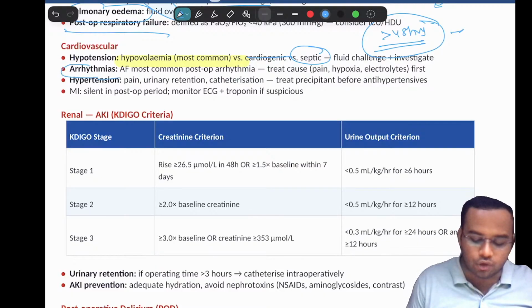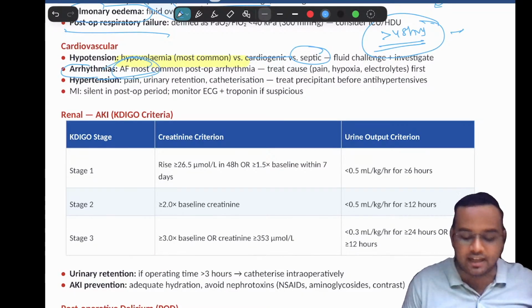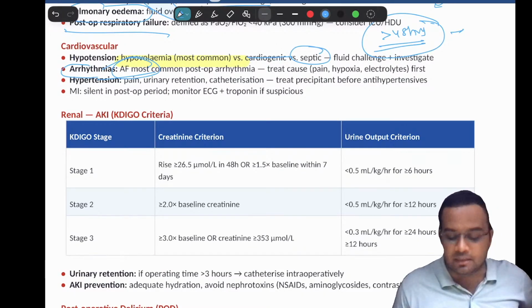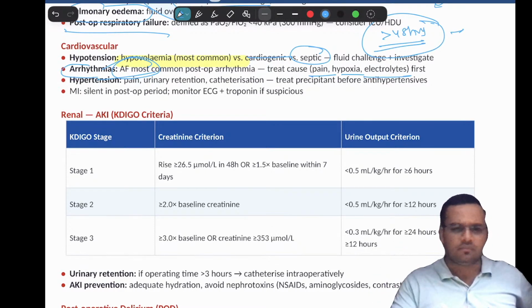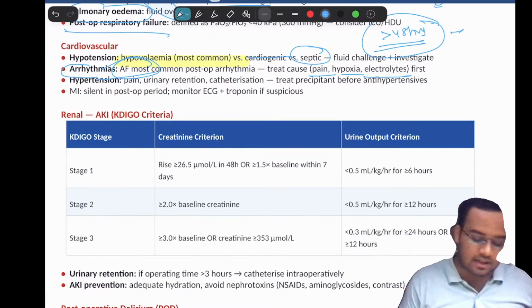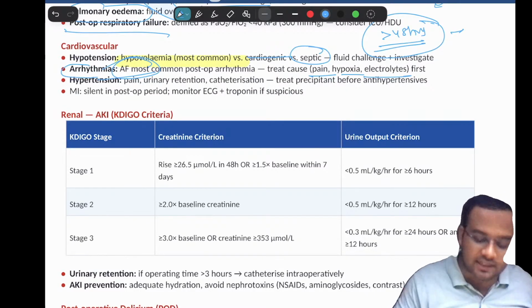Arrhythmia is the most common complication, which is atrial fibrillation, and it might be because of pain, hypoxia, and electrolytes. So first you have to check what is going wrong, and then you are going to correct the atrial fibrillation. Hypertension.